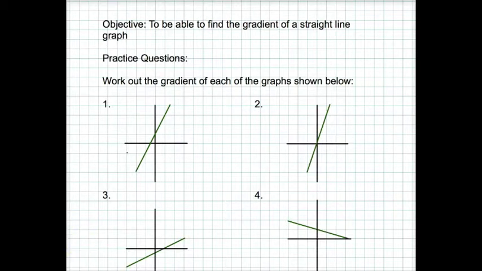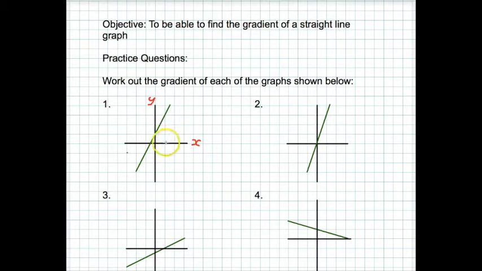Hi, welcome back. Let's go through these model answers here together. Question 1 then. We've got a straight line graph here. I'm going to label the axis, the x and y axis there. And we need to find the gradient of this graph.